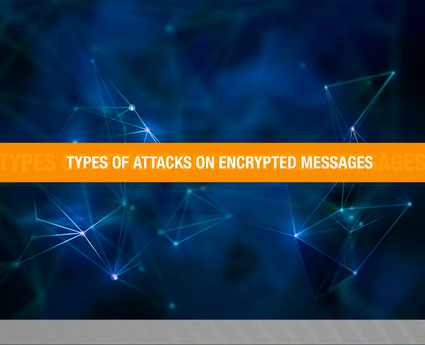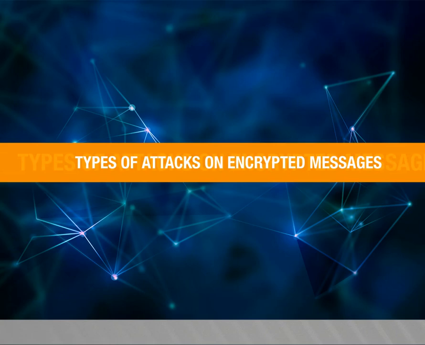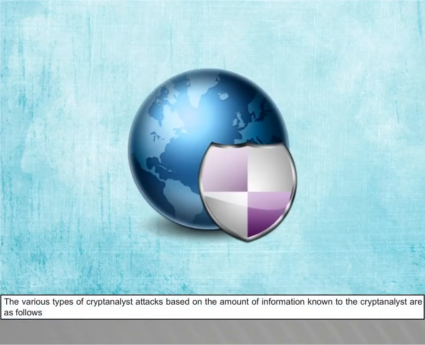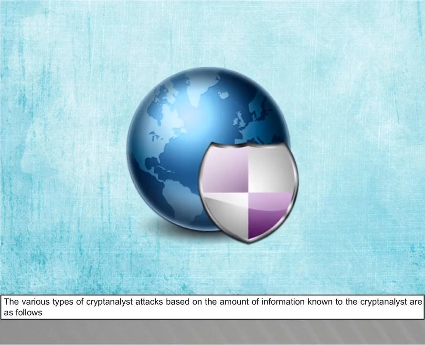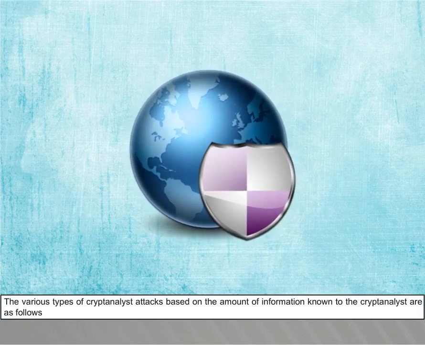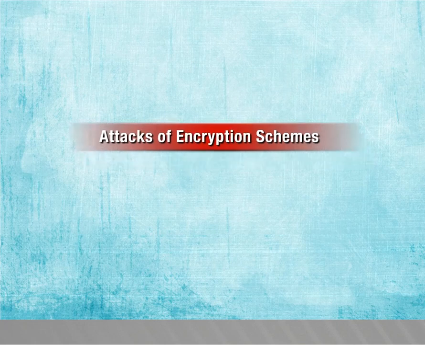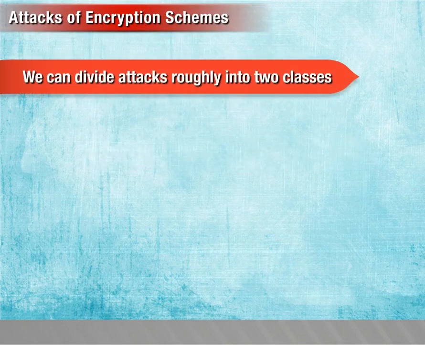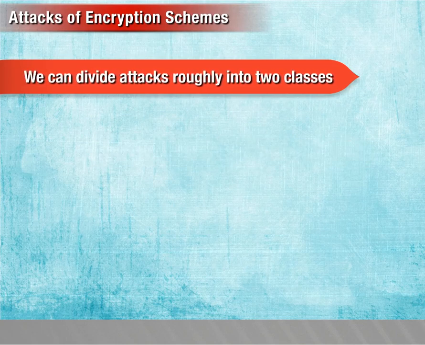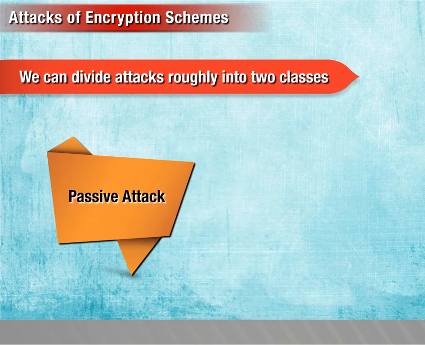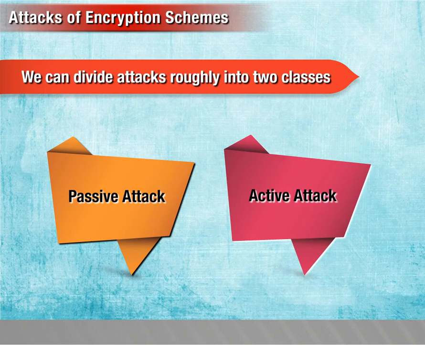Types of attacks on encrypted messages. In this video, we are going to see about types of attacks on encrypted messages. The various types of cryptanalytic attacks, based on the amount of information known to the cryptanalyst, are as follows. Attacks on encryption schemes: we can divide attacks roughly into 2 classes, passive attack and active attack.